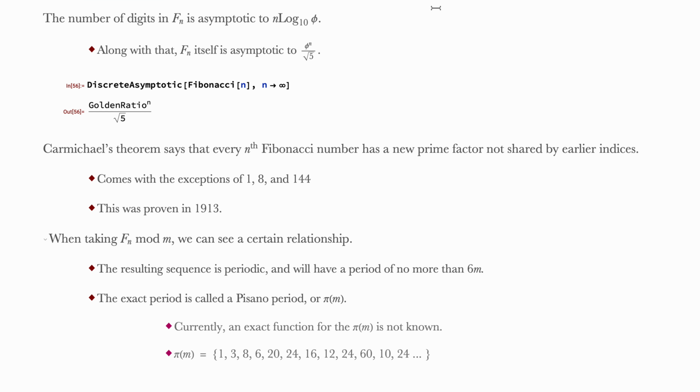When examining f sub n mod m, we can see a certain relationship start to form. The resulting sequence will be periodic, and will actually have a period of no more than 6m. The exact period it has is called a Pisano period, or pi of m. Currently, an exact function for pi of m is not known, but some values are known. A couple of those values are 1, 3, 8, 6, 20, 24, 16, 12, 24, 60, 10, and then 24 again, and so on and so forth.